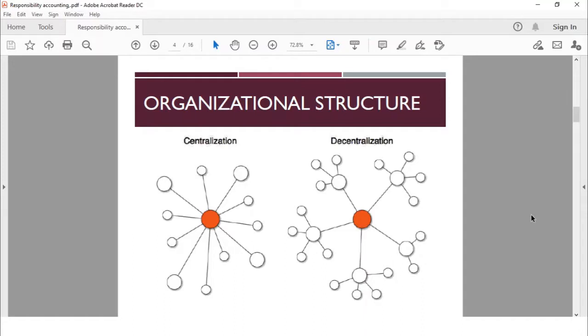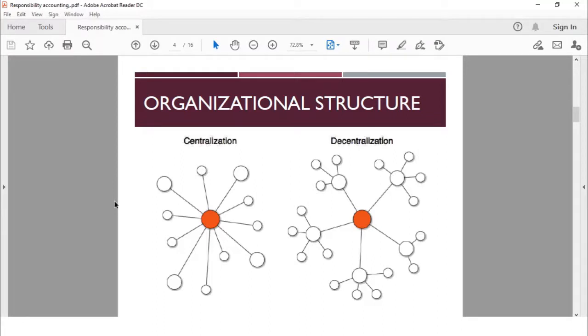Now, a centralized organizational structure is best used if you are only dealing with a small organization, or if only a few people are managed or there are few personnel in the organization, because it is not very difficult to report directly to the owner. So most sole proprietorships have a centralized organizational structure.